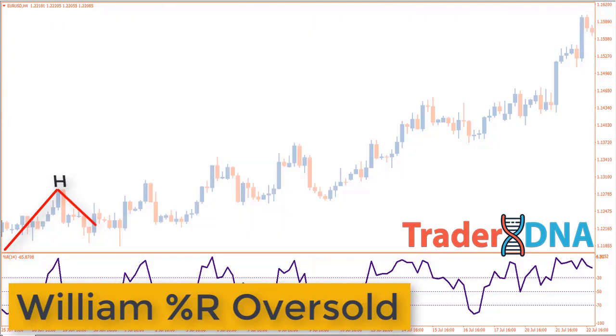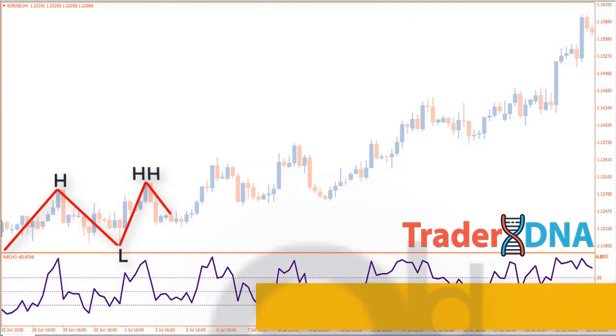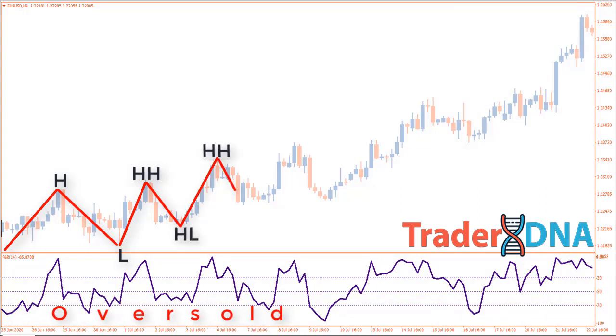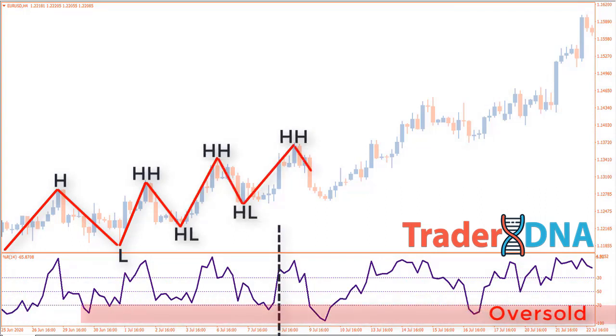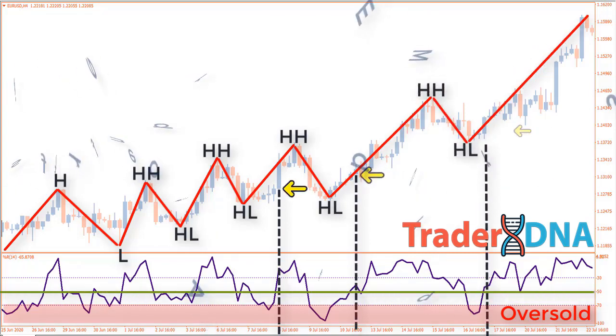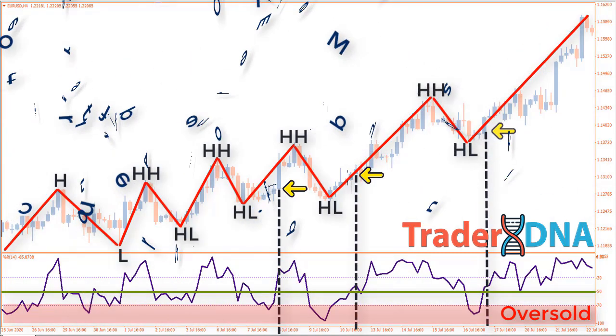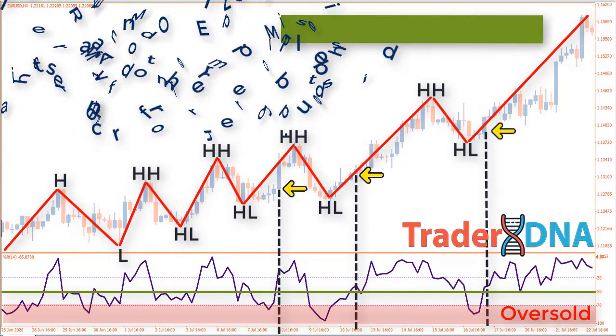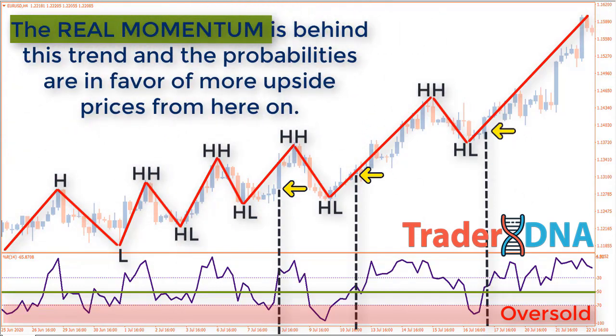We're going to use the Williams %R indicator in a smart way. In an uptrend, we buy after the indicator has reached oversold conditions, or below -70, and then rallied back above the -50 level. Now, we have confirmation from both the price and the momentum indicator. The real momentum is behind this trend, and the probabilities are in favor of more upside prices from here on.